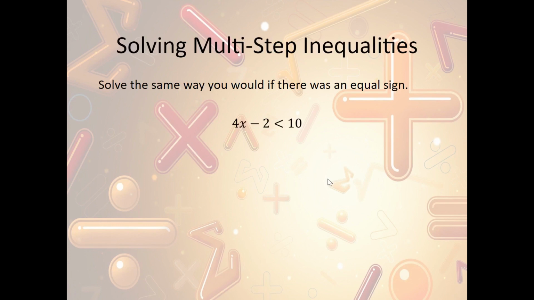Now, how do we solve multi-step inequalities? Well, first thing we do is we solve it the same way we would if it was an equal sign. So if this was 4x minus 2 is equal to 10, we would just move everything away from the x.